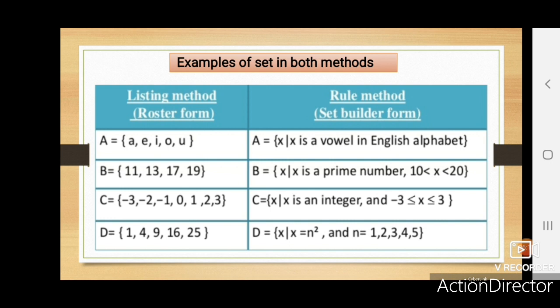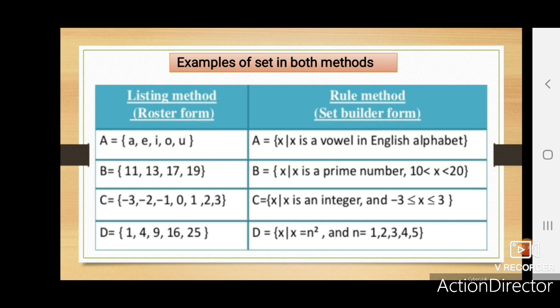Example 1. A is equal to a, e, i, o, u. This set can be written like this in set builder form. A is equal to x such that x is a vowel in the English alphabet. Second example, B is equal to 11, 13, 17, 19. This example can be written in set builder form like this.